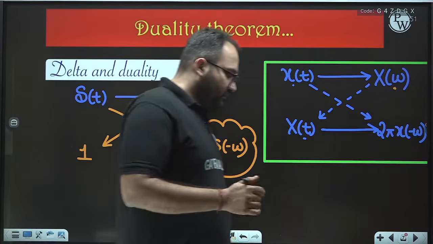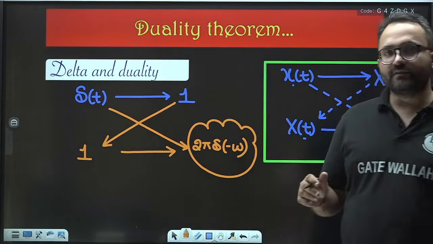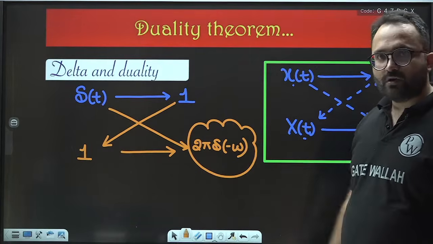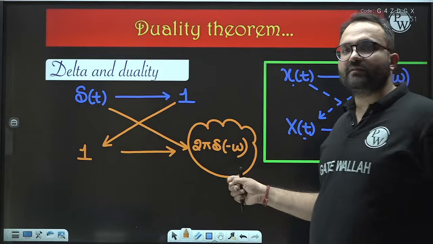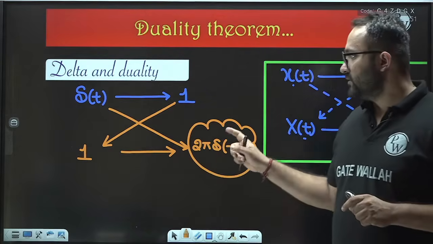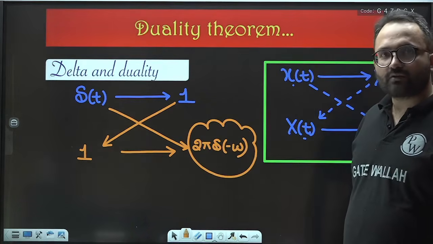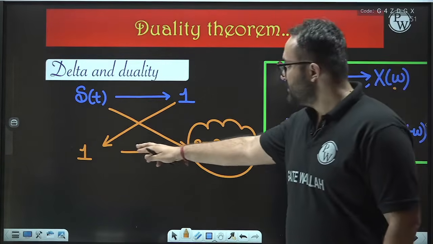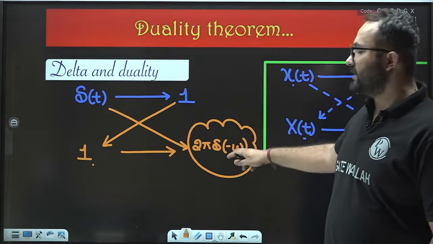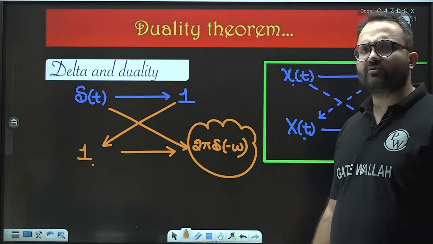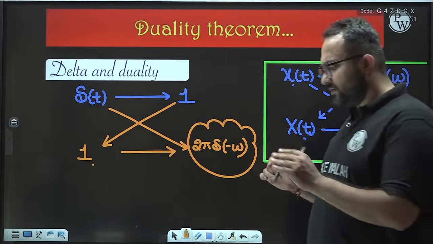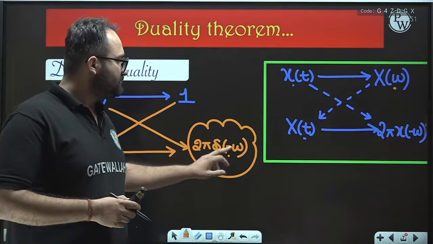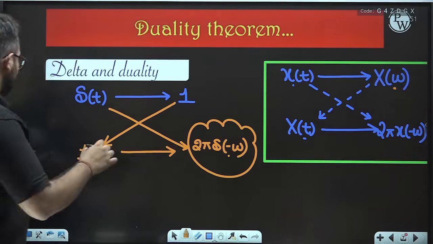Now the point is, this duality helps us in finding the Fourier transform of signal 1. 1 is a DC signal, from minus infinity to infinity it is a constant, and we can say that 1 has Fourier transform 2 pi del of minus omega. Now what is del of minus omega? Since del t or del omega is an even signal, do you remember what is del of minus omega?